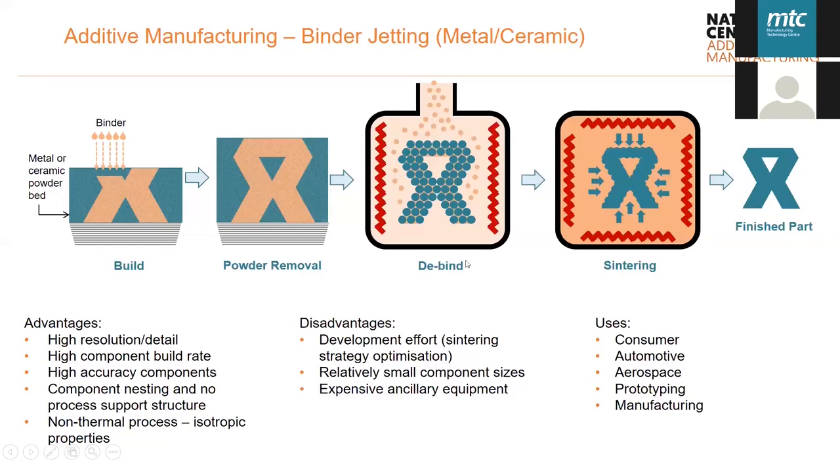So you need to sometimes optimize your component or your supporting strategy during these two steps. And if you don't support to a good enough standard, your component might distort under the active gravity, which severely hinders component quality. Also, relatively small component sizes can be manufactured using this method, and some of the ancillary equipment, such as the furnaces, could be quite expensive. Use cases, yes, so high value manufacturing parts within a number of sectors.